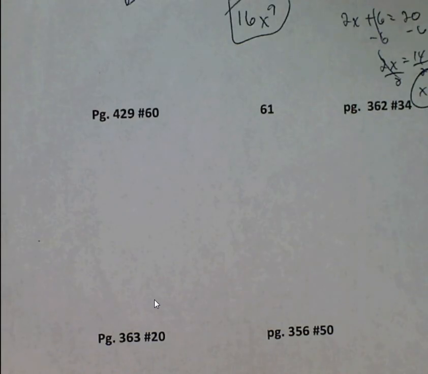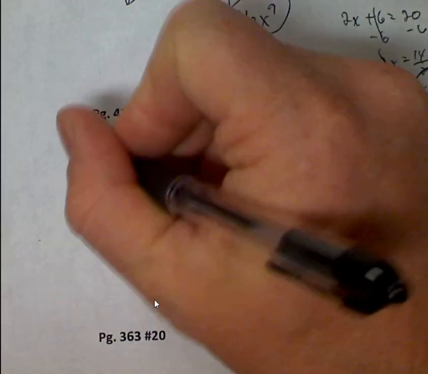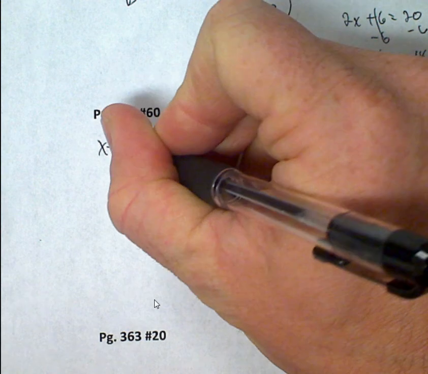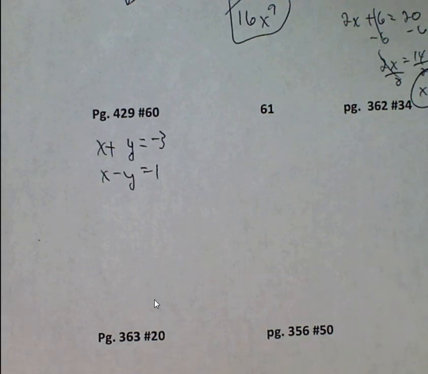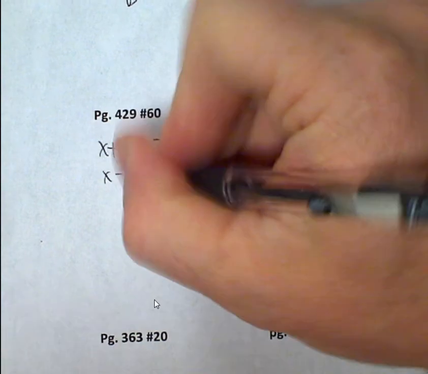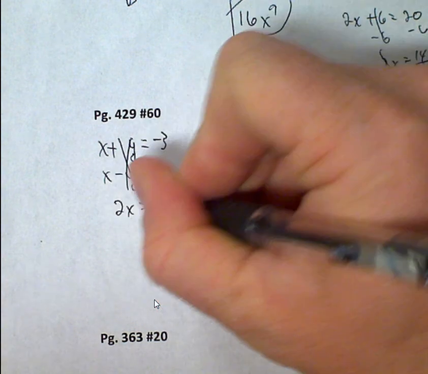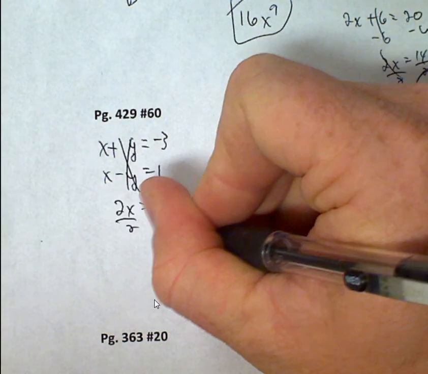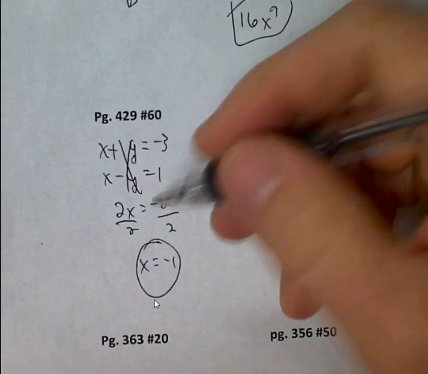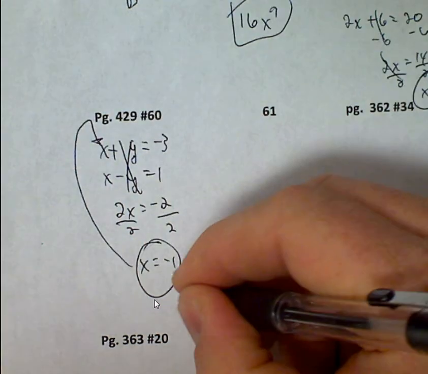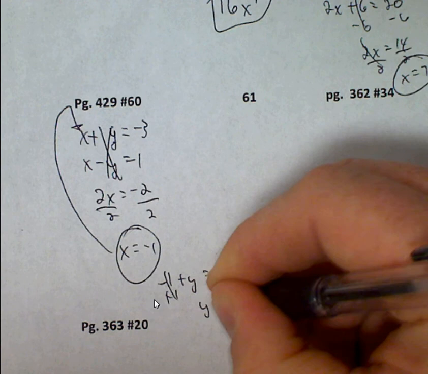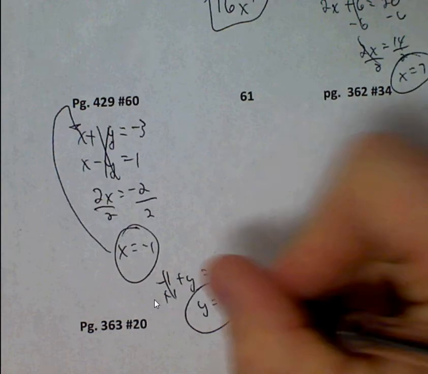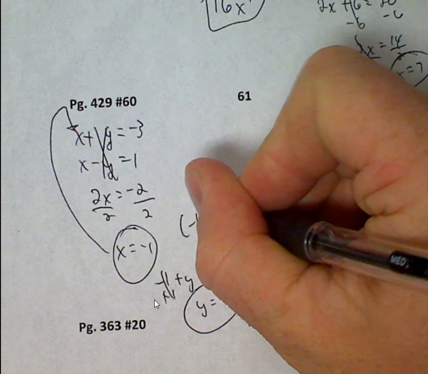Page 429, number 60. I need to solve the system of equations. So x plus y equals negative 3. X minus y equals 1. It says solve by elimination. Plus y, minus y goes away. 2x equals negative 2. Divide by 2, x equals negative 1. I plug that back in. Negative 1 plus y equals negative 3. I add 1, so y has to be negative 2. So my answer would be negative 1, negative 2.